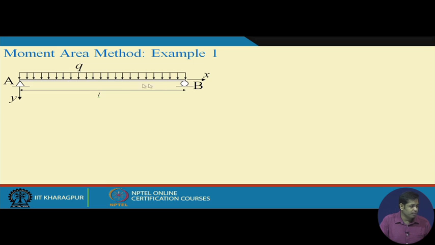Take a simply supported beam. We have already determined the bending moment, slope and deflection of this beam using the direct integration method. Now let us find out the slope and deflection using the moment area method. The expression of Mx is this. Anyway, you have to determine it by any method you use. This is how the bending moment varies.